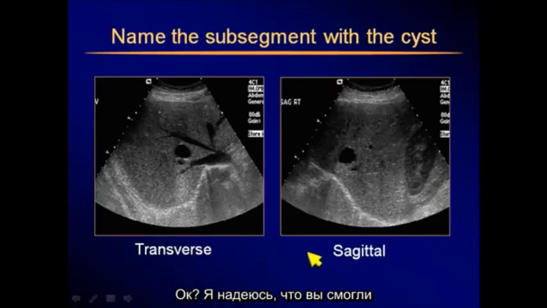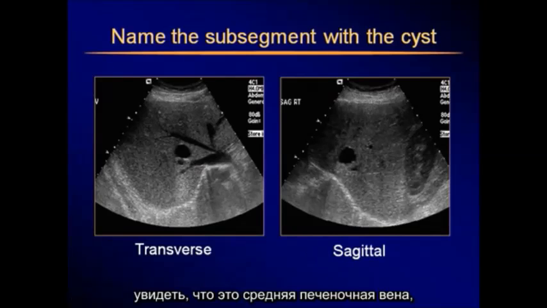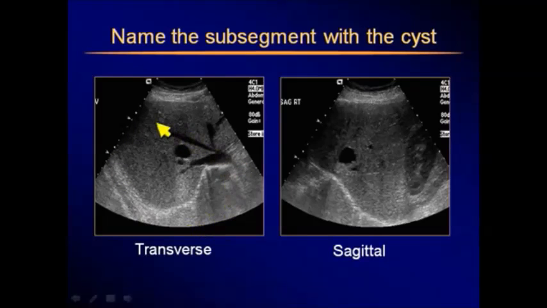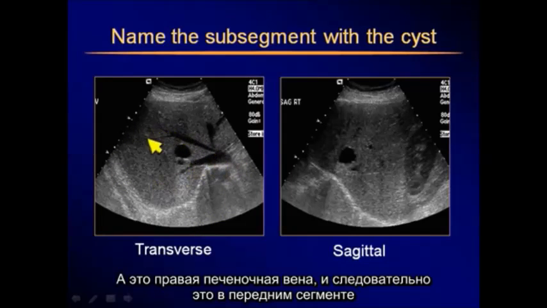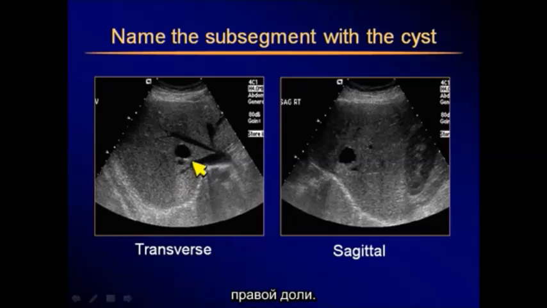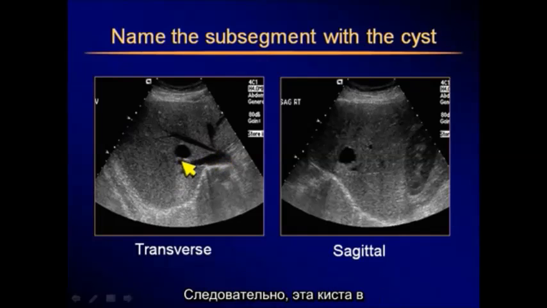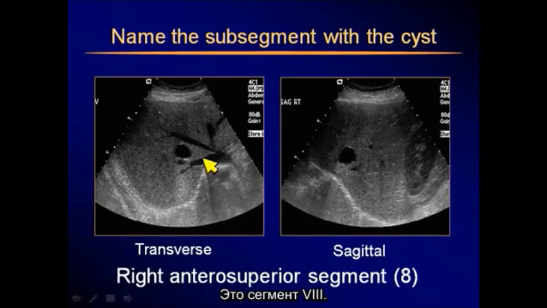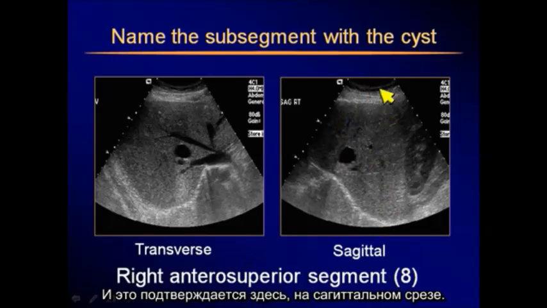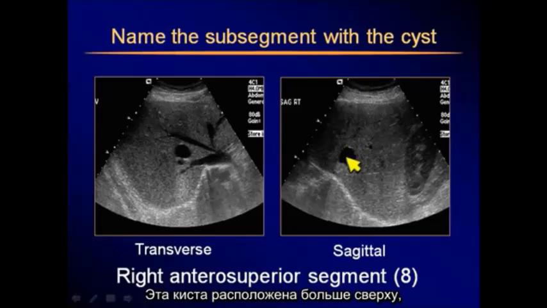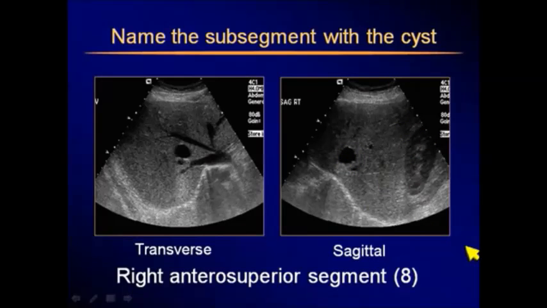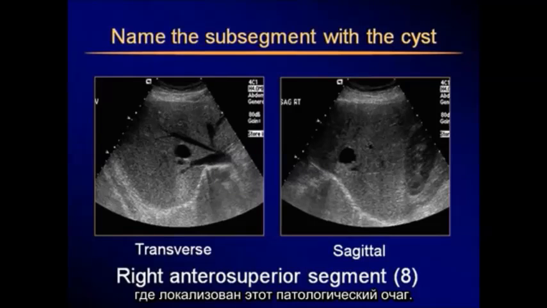Okay, well, I hope that you were able to see that this is the middle hepatic vein, so this is in the right lobe. And this is the right hepatic vein, so that's in the anterior segment of the right lobe. And it's up high by the large hepatic veins, so it's in the anterior superior part of the right lobe, which is segment 8. And that is confirmed here on the sagittal, where this cyst is high up sagittally rather than in the lower parts of the liver. So then you can precisely locate this lesion.